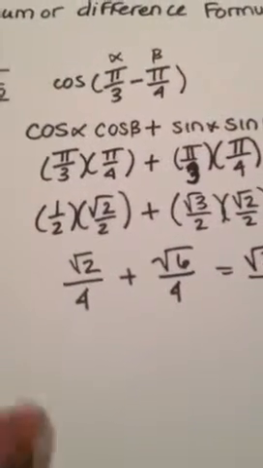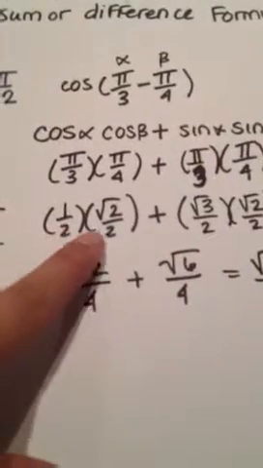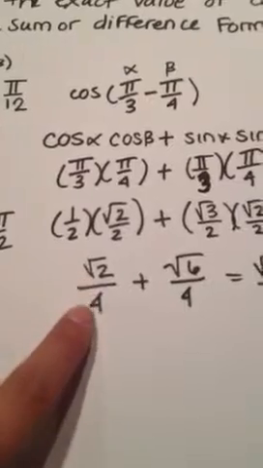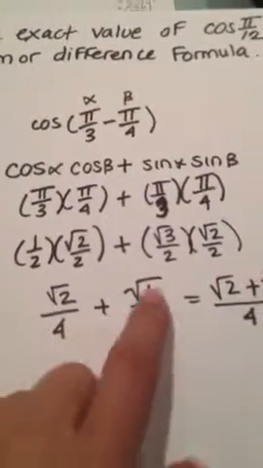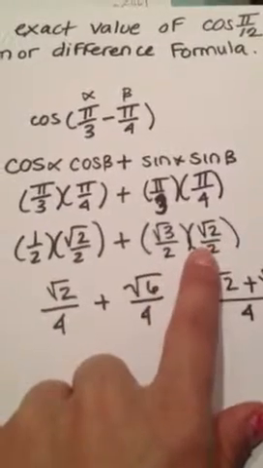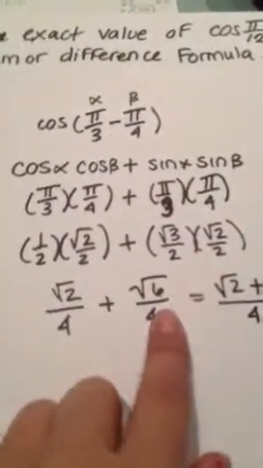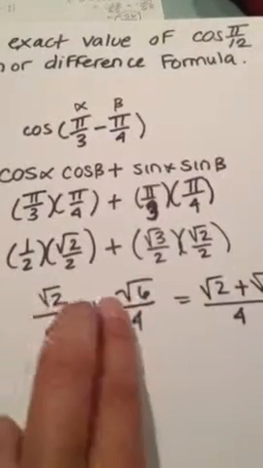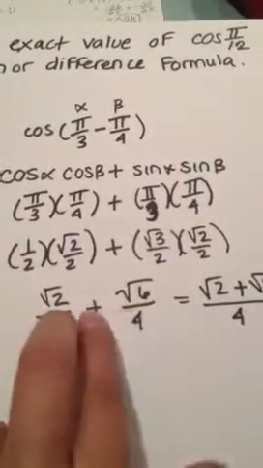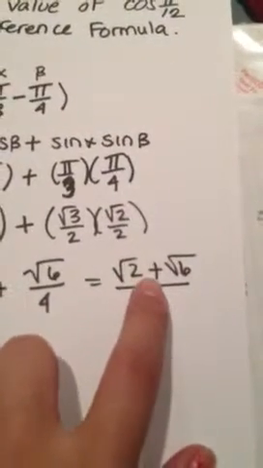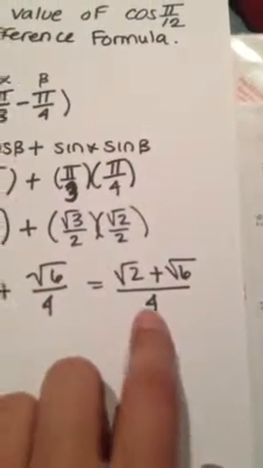Now, since you have the same denominator, you just multiply across, so it's square root of 2 over 4 plus square root of 6 over 4, because you're multiplying the 3 and the 2, since they're both under a radical. But you don't multiply the radicals with the other term because they're in separate parts, so you just keep them together. So the answer is square root of 2 plus square root of 6, all over 4.